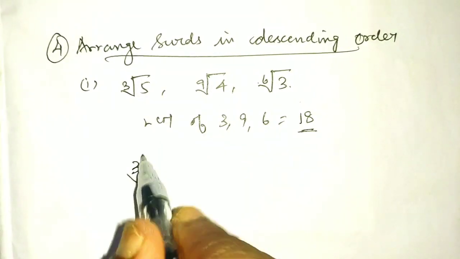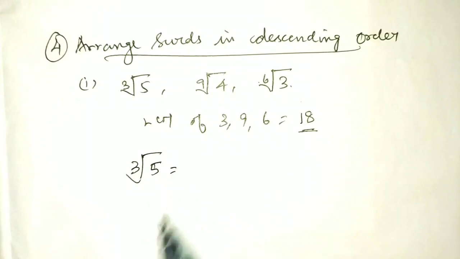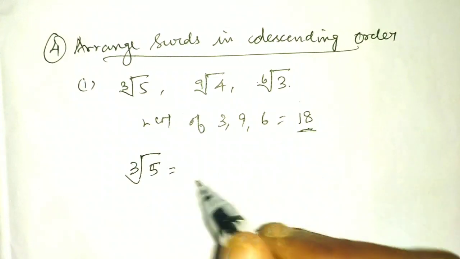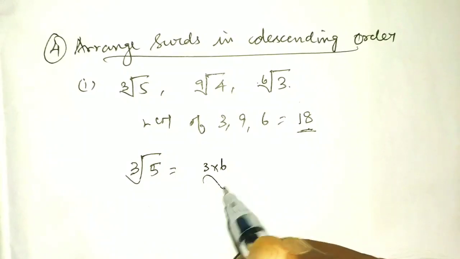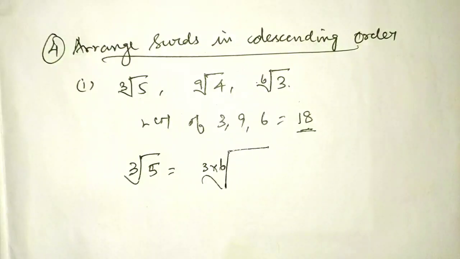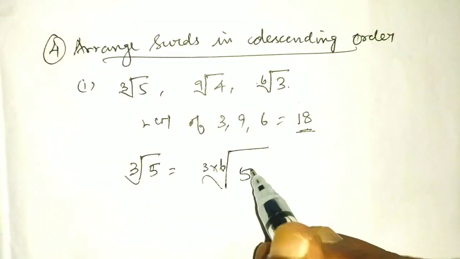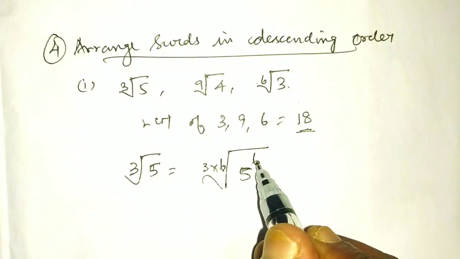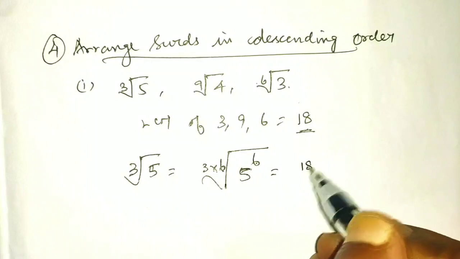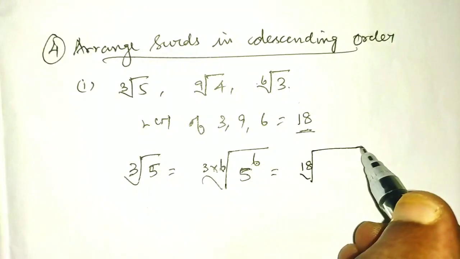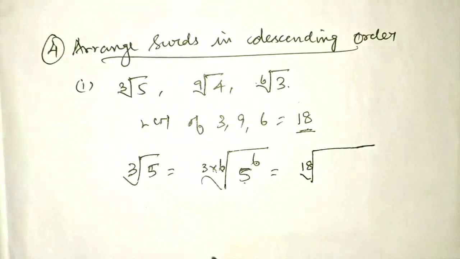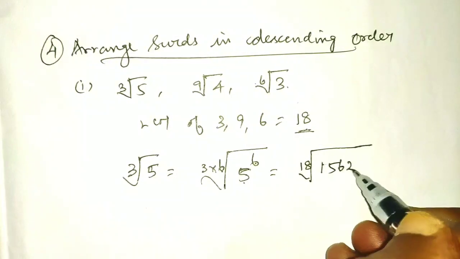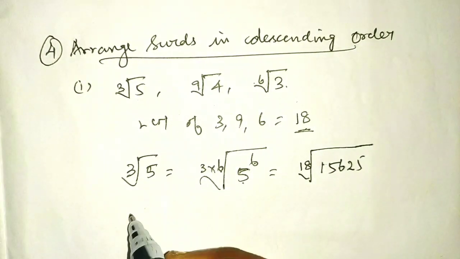So take the first surd, cube root of 5. So 3 into what number gives 18? 3 into 6 gives 18. So to adjust this 6, I have to bring this inside the radicand, 5 power 6. So this becomes 18th root of 5 power 6. What is the value of 5 power 6? 15625.